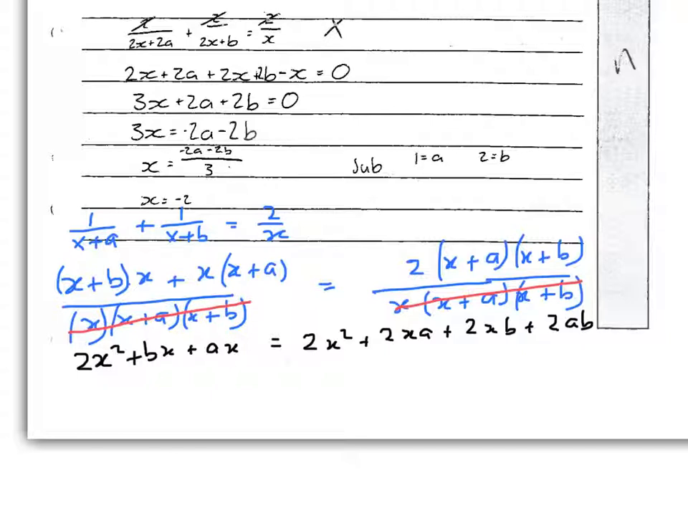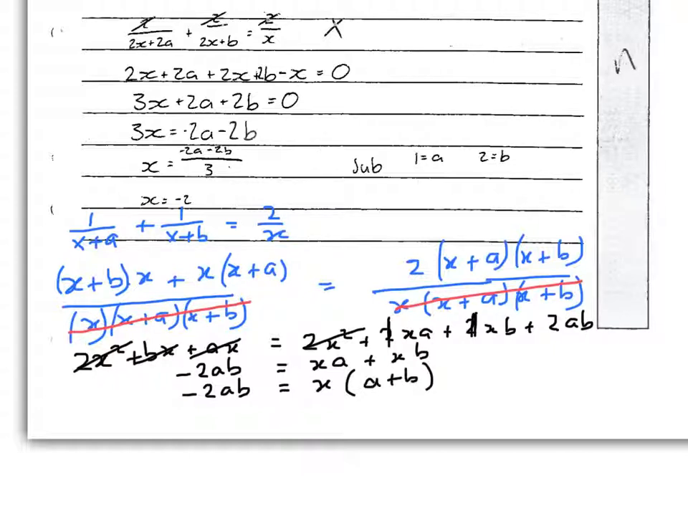Anything the same that I can cancel: I've got 2x squared on both sides. I've got 1 lot of bx here, so I can cancel that. I've got 1 lot of ax, I can cancel that. So now I'm trying to find x. So let me put negative 2ab on this side equals, now I've got an xa plus an xb. I'll put x out the front and a plus b, because I want x by itself.